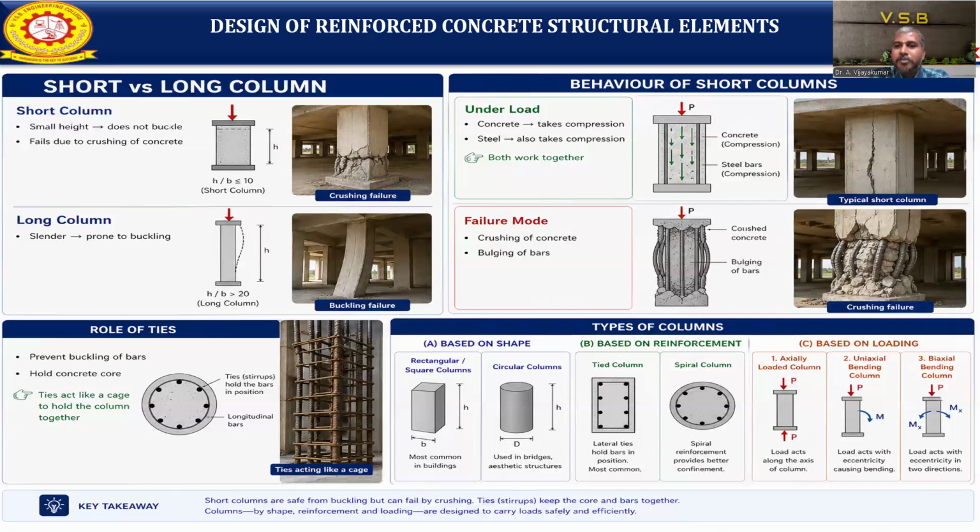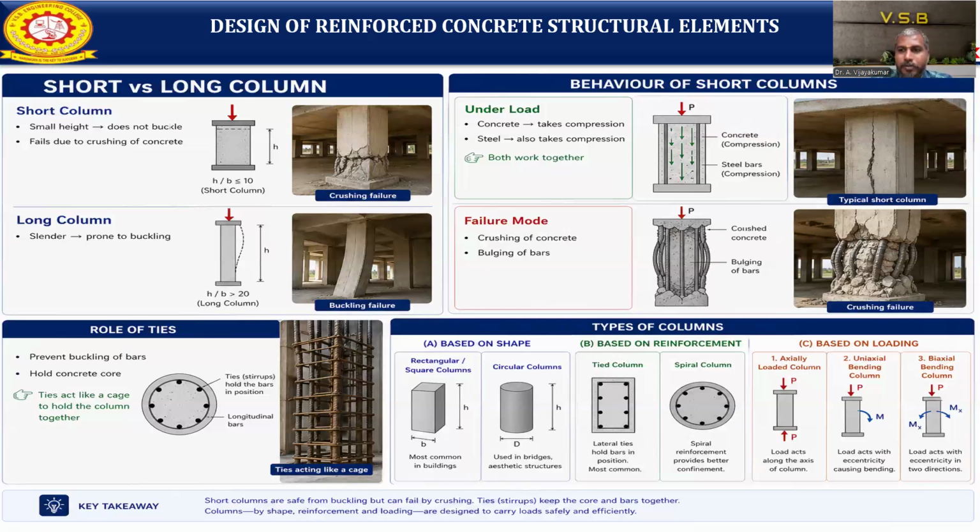What is the mode of failure in the short column? Only crushing of the concrete will happen, and then buckling of the bars. These two are the only possible failures because two materials are there. If you see the diagram, you can see the crushing of the concrete as well as the buckling of the bars. So a short column has two modes of failure.